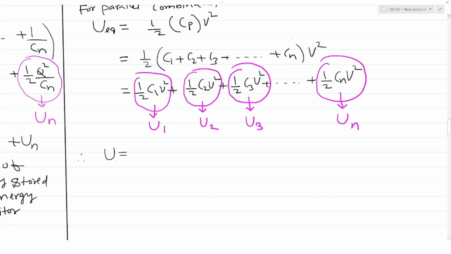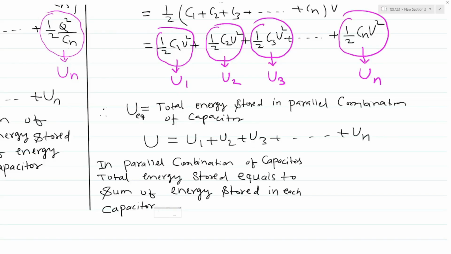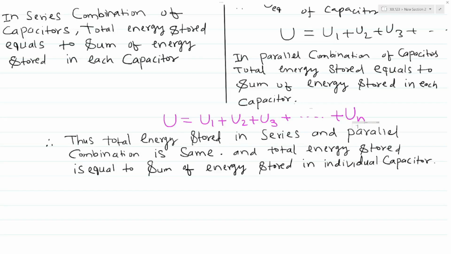Therefore, total energy stored in parallel combination of capacitors, we can call it U equals U1 plus U2 plus U3 and so on plus Un. Therefore, in parallel combination of capacitors, total energy stored equals the sum of energy stored in each capacitor. Thus, total energy stored in series and parallel combination is the same, that is U equals U1 plus U2 plus U3 and so on plus Un, and total energy stored equals the sum of energy stored in individual capacitors.